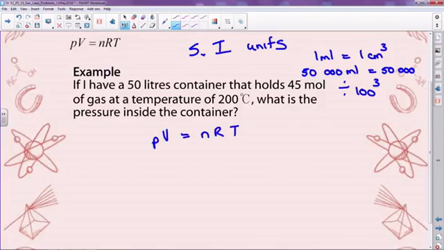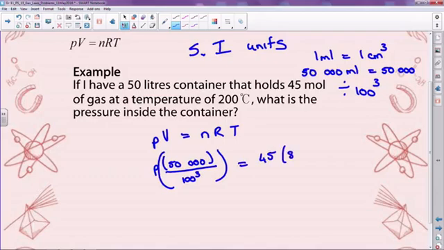So my pressure is unknown. My volume is going to be 50,000, and I'm going to divide that by 100 cubed. That's to get my conversion. Number of moles is 45. My R value is 8,31. I showed you that earlier. And my temperature is going to be 200 plus 273. So I need to solve for P. So P equals, let's quickly do this.